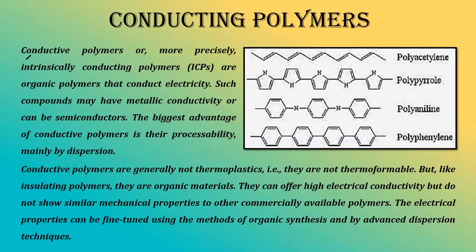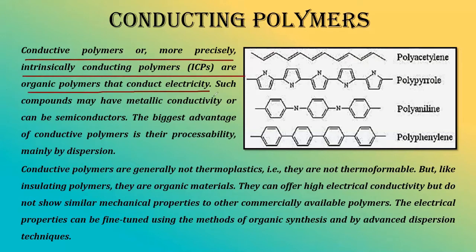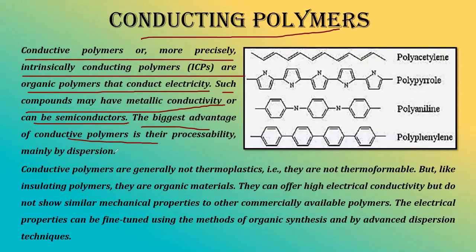Basically, there are certain polymers, more precisely intrinsically conducting polymers. They are organic polymers and they conduct electricity, right? As they're called conducting polymers, definitely they will conduct electricity. Such compounds may have metallic conductivity or be like semiconductors. So it may be of two types: either it may have conductivity similar to that of metals, or it may have conductivity similar to that of semiconductors. Okay. Biggest advantage is their processability, mainly by dispersion.